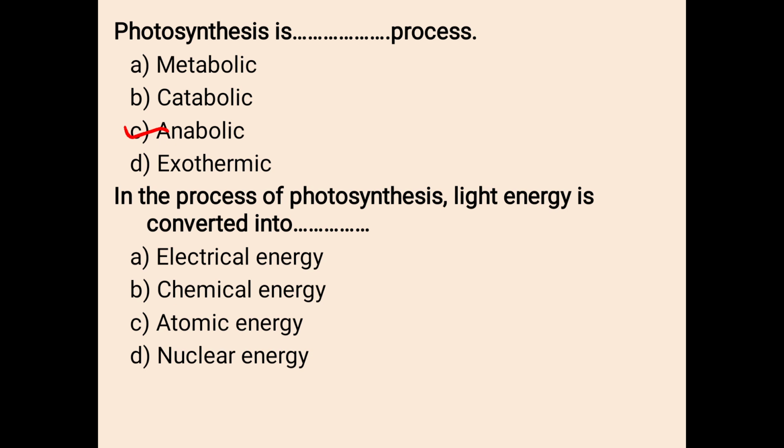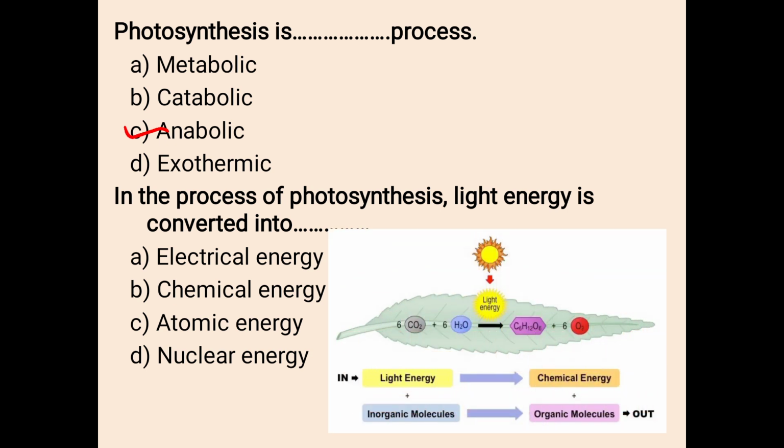Next question is, in the process of photosynthesis, the light energy is converted into. In this diagram, we can clearly see that in the photosynthesis process, the light energy is converted into the chemical energy. So the correct answer is, the light energy is converted into the chemical energy.